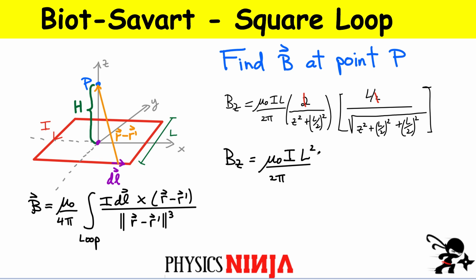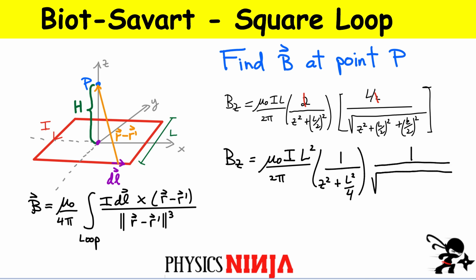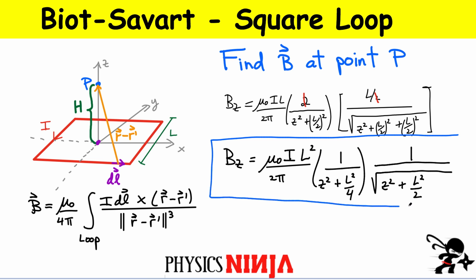Now there are 2 terms over here. There's the first bracket, which is just 1 over z squared plus L squared over 4. And now there's a term here under the square root. This one you can simplify a little bit because you have L over 4 and L over 4. So when you combine both of those terms, you should get L squared over 2. So I've eliminated that a little bit. And that's it. This is really the final expression. Now it looks kind of messy, but hey, that's physics for you.